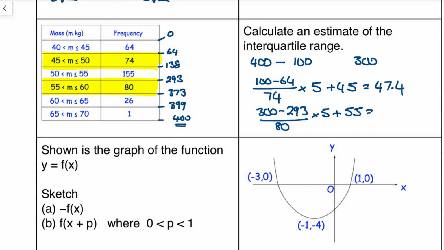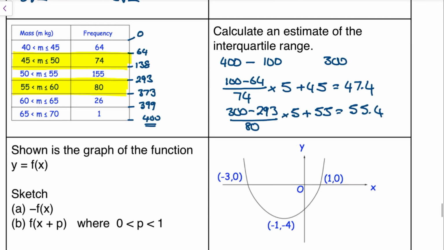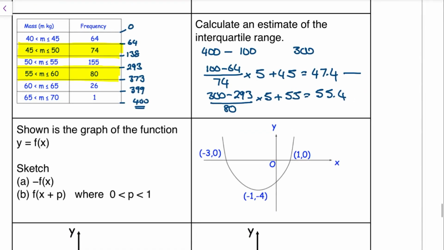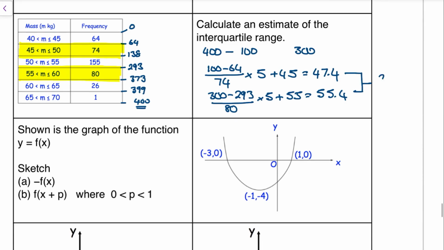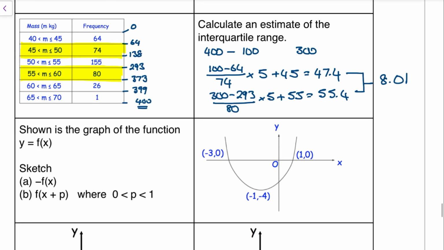I'm going to do 1 decimal place because I don't need many decimal places here. And the other one is 55.4. That makes this calculation easy, which means the interquartile range is the difference between lower quartile and upper quartile. Take these 2 numbers away and I get 8.0. And what are we measuring? We're measuring kilograms, so 8.0 kilograms. Tough question, very difficult. We do that again in A level, but it's quite difficult at GCSE.